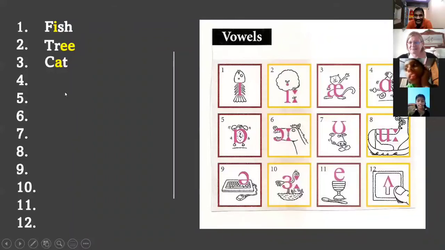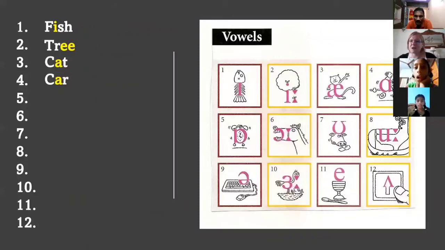Can you say cat? Cat. Cat. So the sound is a. Very good. Okay. Number 4 is car.